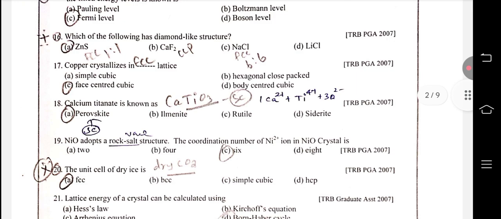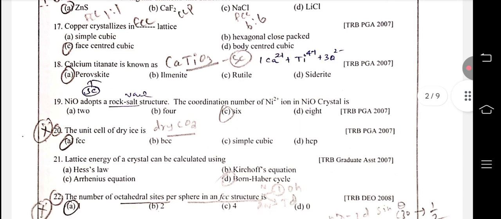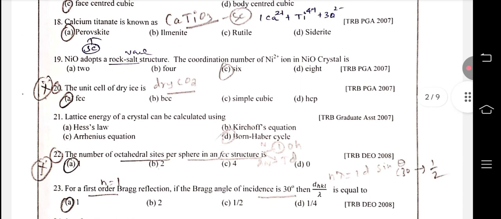Which of the following is a diamond-like structure? Zinc sulfide, FCC, 1:1 ratio. Calcium fluoride, CCP structure. Rock salt, FCC, 6:6 ratio. 17. Copper crystallizes in FCC lattice, face centered. Calcium titanate is known as perovskite type of crystal structure, CaTiO3.